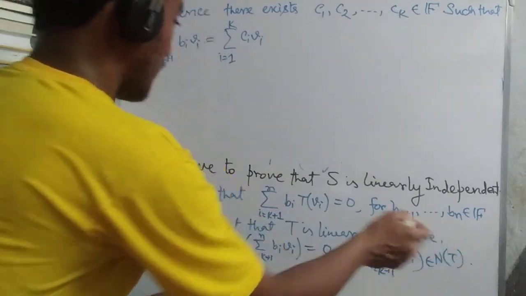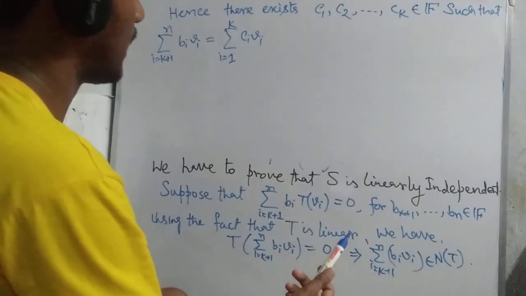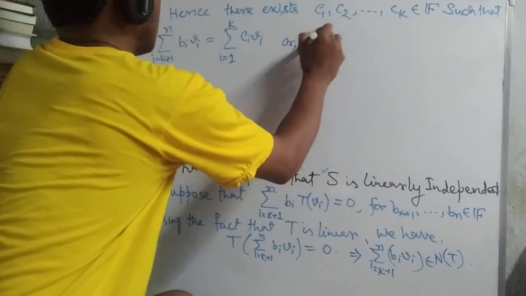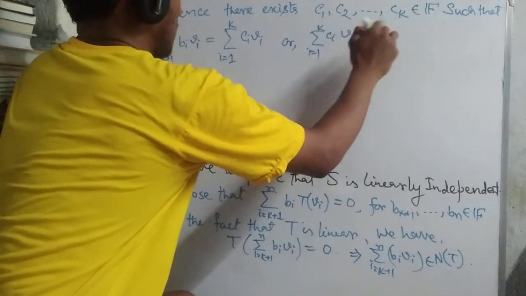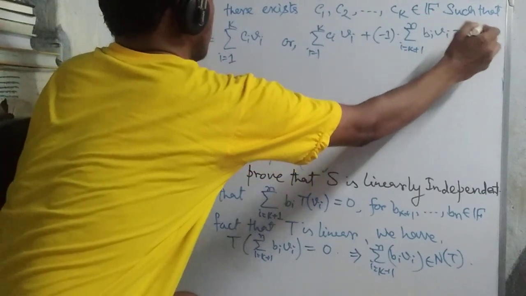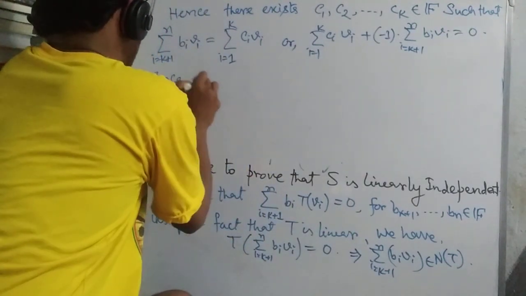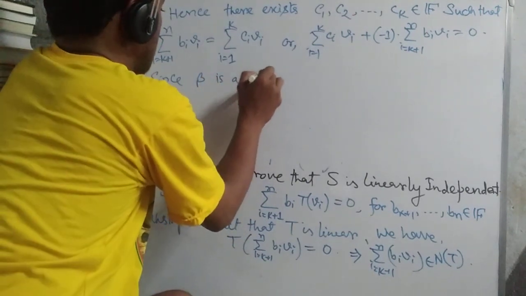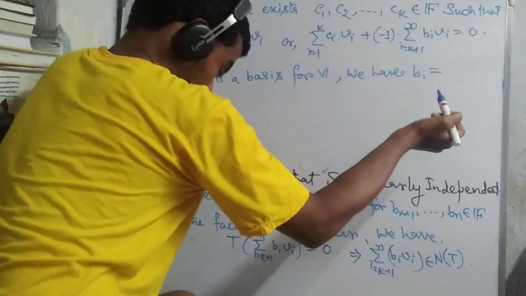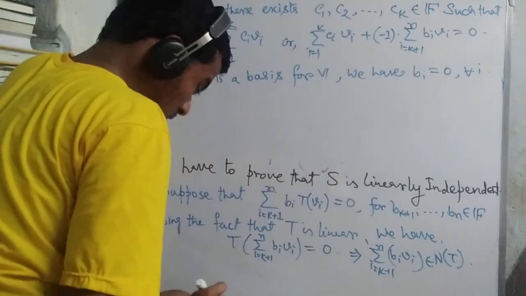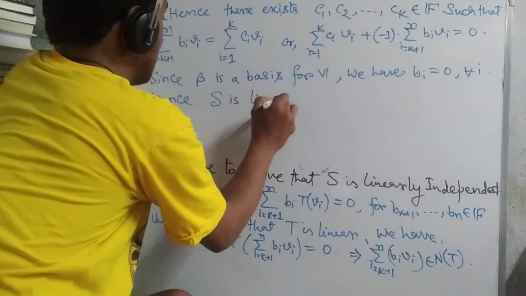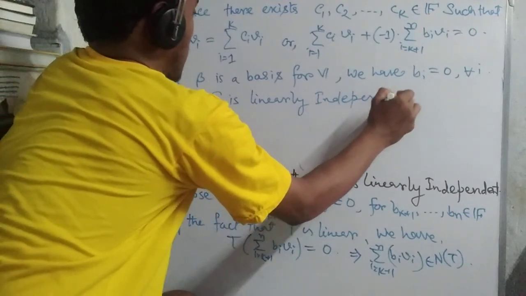Since this belongs to the null space NT, obviously NT has some basis v1, v2, ..., vk, so we represent it this way. What does this imply? The summation from i equals 1 to k of c_i v_i minus the summation from i equals k plus 1 to a of b_i v_i equals 0. Since beta is a basis for V, we have beta_i equal to 0 for all i. Hence S is linearly independent. Understood?